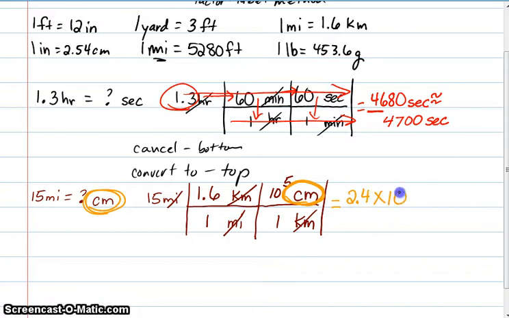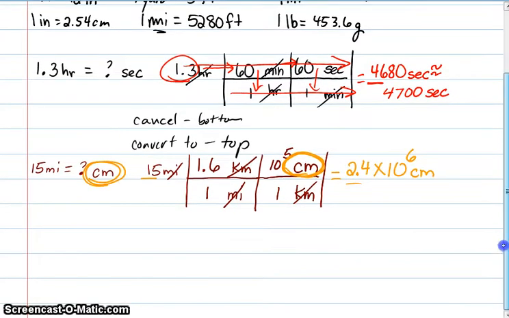2.4 times 10 to the 6th, I think I count, right? 2.4 times 10 to the 6th. 1, 2, 3, 4, 5, 6. Yep. And that is the right significant figures. There's 2 here and 2 here. Cool? 2.4 times 10 to the 6th is 2,400,000 centimeters. Holy cow. Wow.